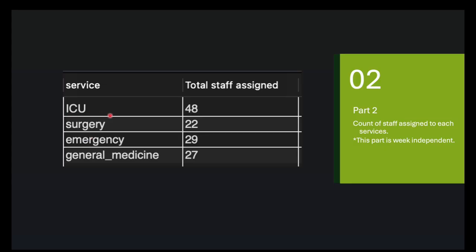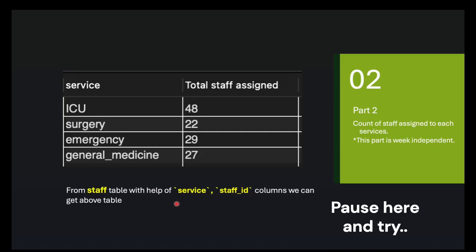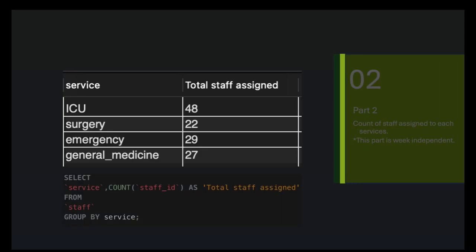Coming to part two, we need how many staff are assigned to each service. For example, ICU 48, surgery 22, emergency 29, and general medicine 27. Remember, this part is not dependent on week at all. So from the staff table, with the help of the service column and staff ID column, we can easily get the above table. Pause this video again and try it yourself. If you find this output, kudos to you. So the query will be: select service, count of staff ID from staff, group by service.